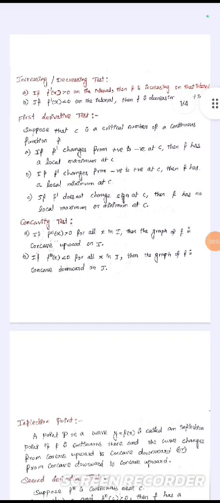So next topic is application of maximum and minima. This is our last topic in this unit. The definition is the increasing and decreasing test. First, increasing test: if f dash of x greater than 0 on the interval, then f is increasing on that interval. Next, if f dash of x less than 0 on the interval, then f is decreasing on that interval.